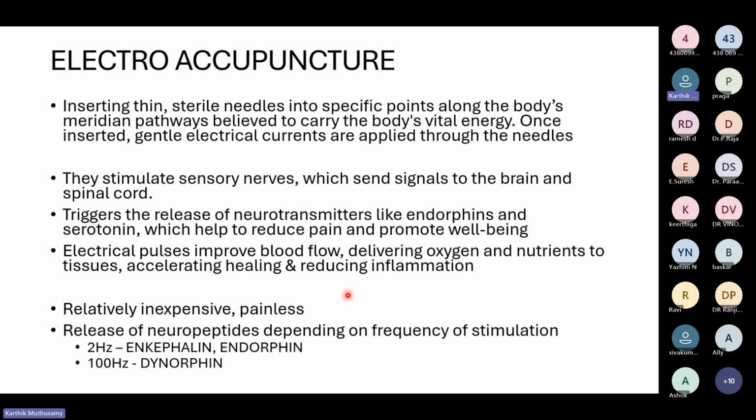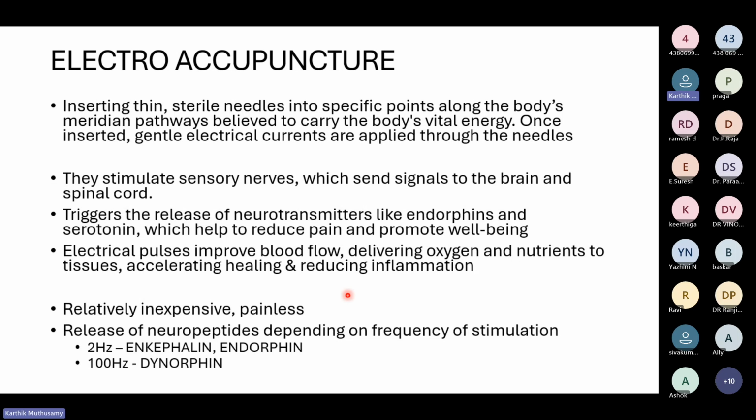The last mode of physical therapy is electroacupuncture. In electroacupuncture, we insert thin sterile needles into specific points of the body. Once inserted, gentle electric currents are applied through the needle. They stimulate the sensory nerves, which send signals to the brain and spinal cord. Once the brain and spinal cord receive signals, it triggers the release of neurotransmitters like endorphins and serotonin, which help in reducing pain and promote well-being. The electrical impulses also improve blood flow, delivering oxygen and nutrients to the tissues, accelerating healing and reducing inflammation.